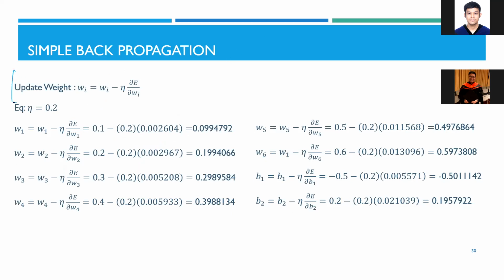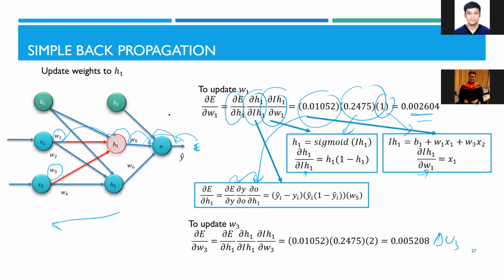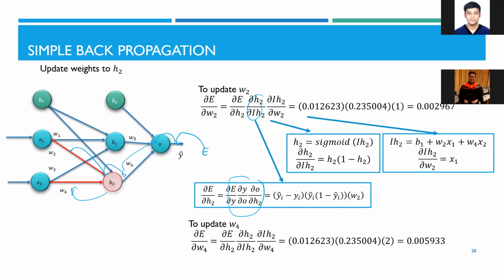We will use the weight updating equation. The new weight equals the old weight minus the learning rate times the delta we just got. For example, for W1, the old value is 0.1 minus 0.2 times 0.00264. Where does this come from? 0.00264 is the one that we calculated at the beginning.